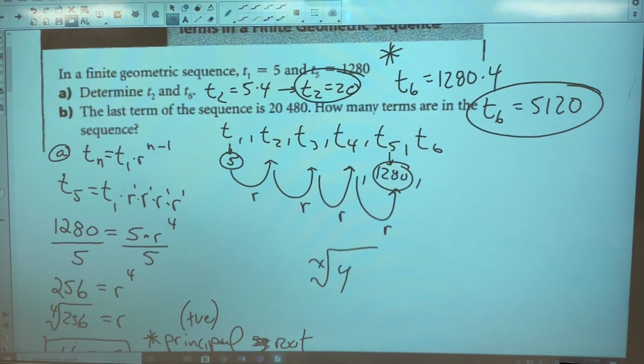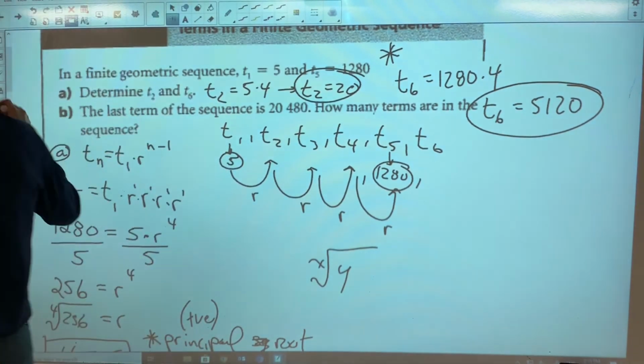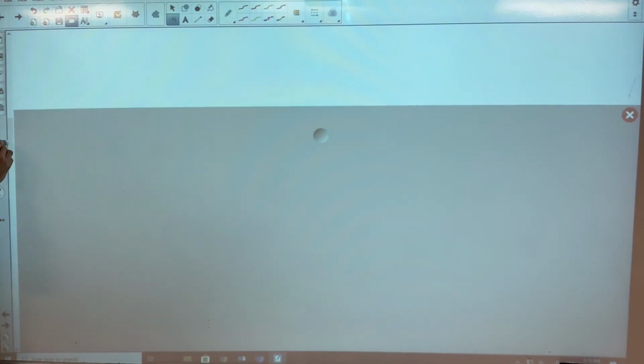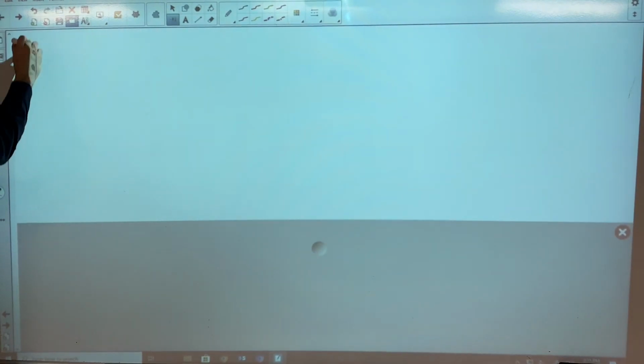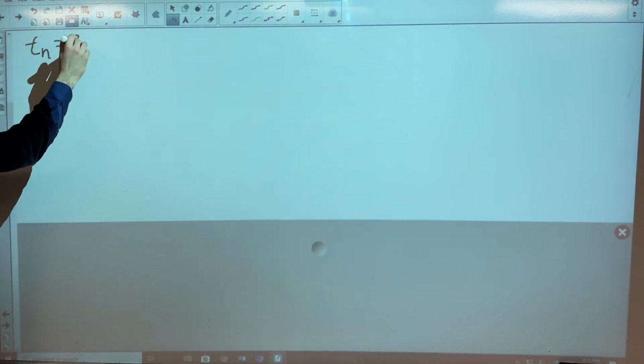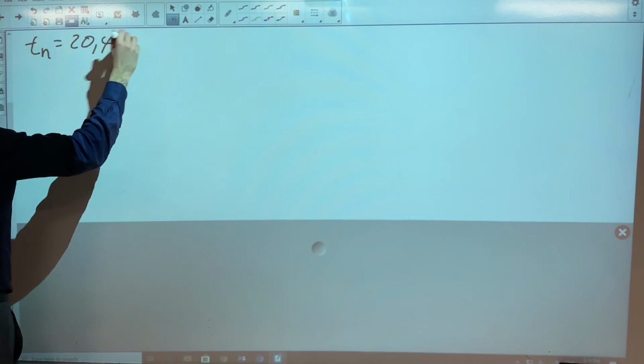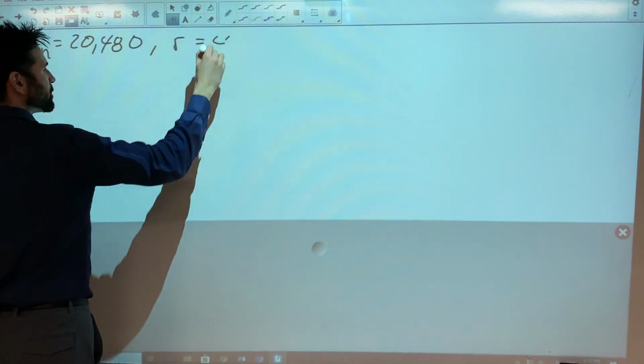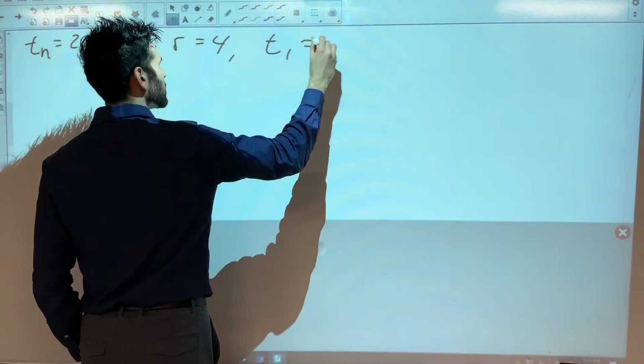How many terms are in the sequence? Let's see. Oh, did I pre-write that one out? No, we'll just leave that. So Tn, what was it? 20,480. Right? We know r is 4. What was term 1? 5?